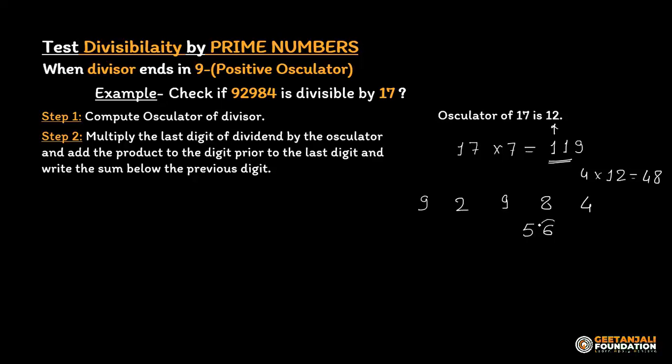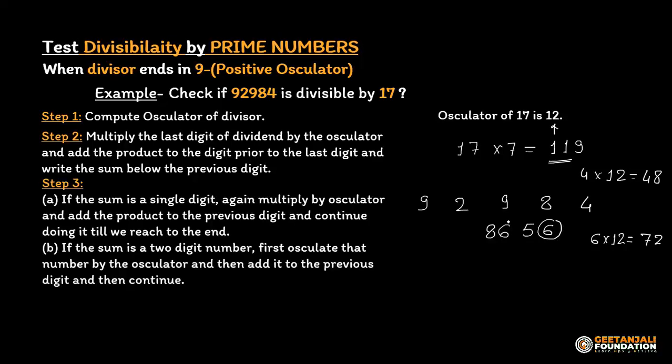It is a 2-digit number, so you oscillate this. 6 will be multiplied with 12, and 12 6s are 72. 72 plus 5 will give you 77. 77 plus 9 will give you 86. It is again a 2-digit number, so we will oscillate this once again. 6 multiplied with 12 will give you 72. 72 plus 8 is 80. Plus 2 will give you 82.